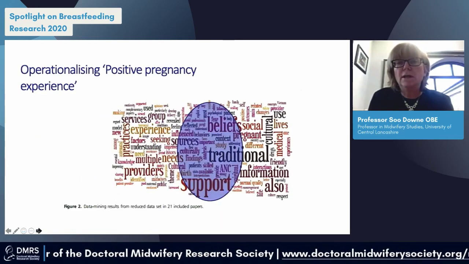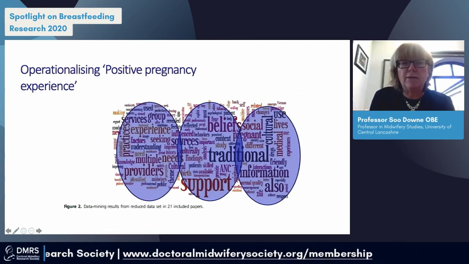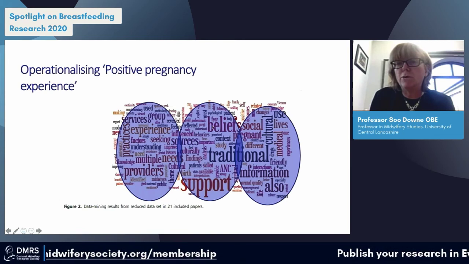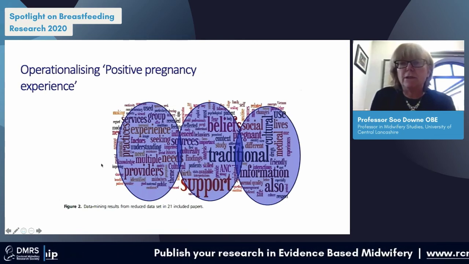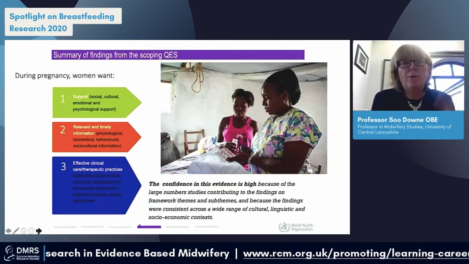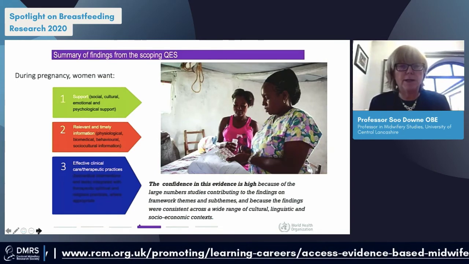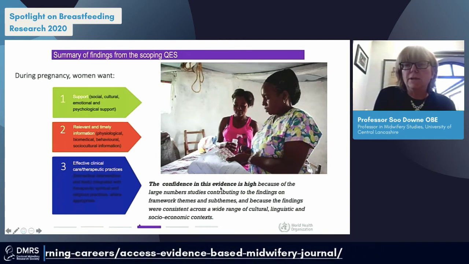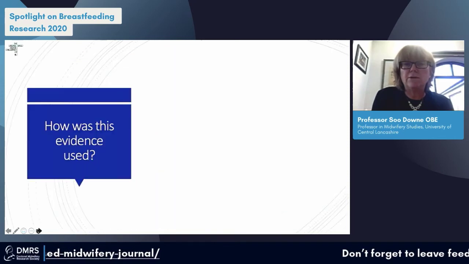So this is the Wordle again, and you can see this is about care and care provision. This is about support for cultural and social needs and wants, and this is about information. Those are the kind of parameters. So they were operationalized within the guideline like that: support, information, and effective practices. And you can see here the confidence is high because large numbers of studies contributed to the findings from a range of different settings.